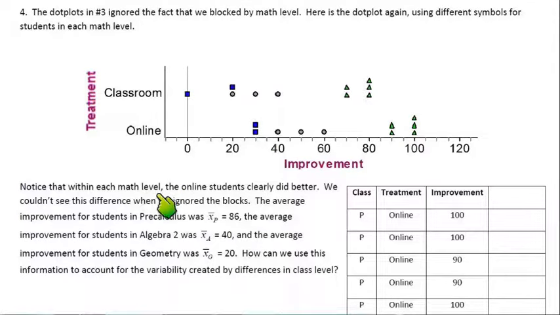So it says, notice that within each math level, the online students clearly did better. We couldn't see this difference when we ignored the blocks. The average improvement for students in pre-calculus was a mean of 86. For Algebra 2, the mean was 40, both pretty big improvements. Geometry, the average mean for improvement was 20. How can we use this information to account for the variability created by differences in class level? So basically, how can we compare across the board? For online class or for the classroom, how can we compare across the board? Because there's 3 different classes going on.